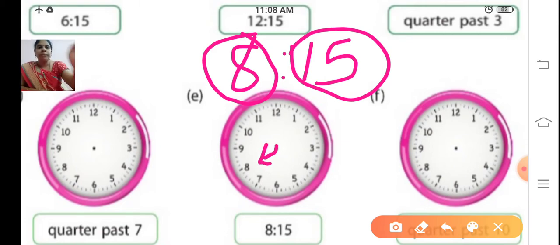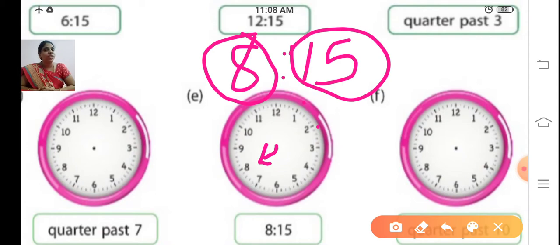Now the longer hand, 15. Start from here. 1 is 5, 2 is 10 minutes, 3 is 15 minutes. As I told, to read the minutes you multiply by 5. As we have 15, 3 fives are 15. So where should the minute hand be?